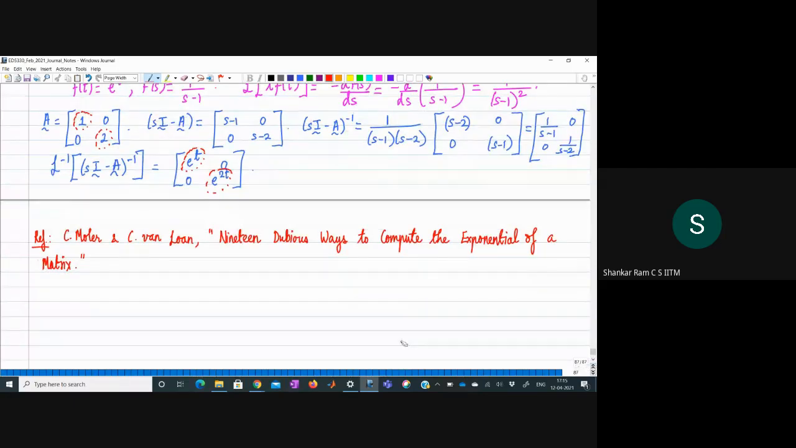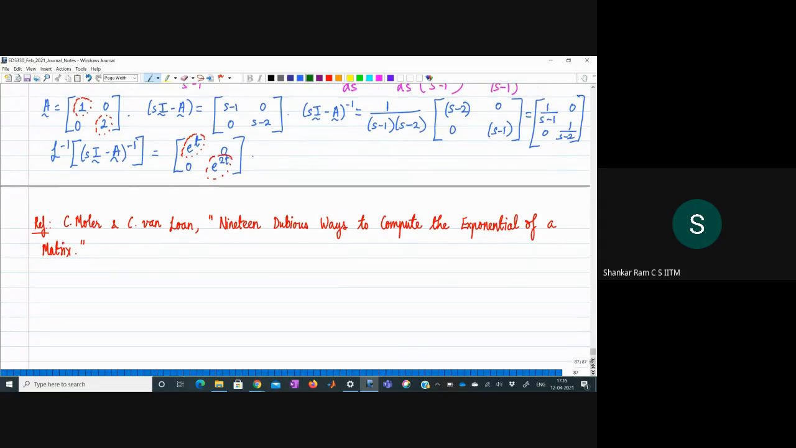All right. So we have used this method of using the resolvent matrix for our computation. Essentially, we take the Laplace inverse of the resolvent matrix and we get the state transition. Please note that the resolvent matrix is (sI minus A) inverse. We take the Laplace inverse of that and we get the state transition matrix e power At. All right. Okay. Fine.